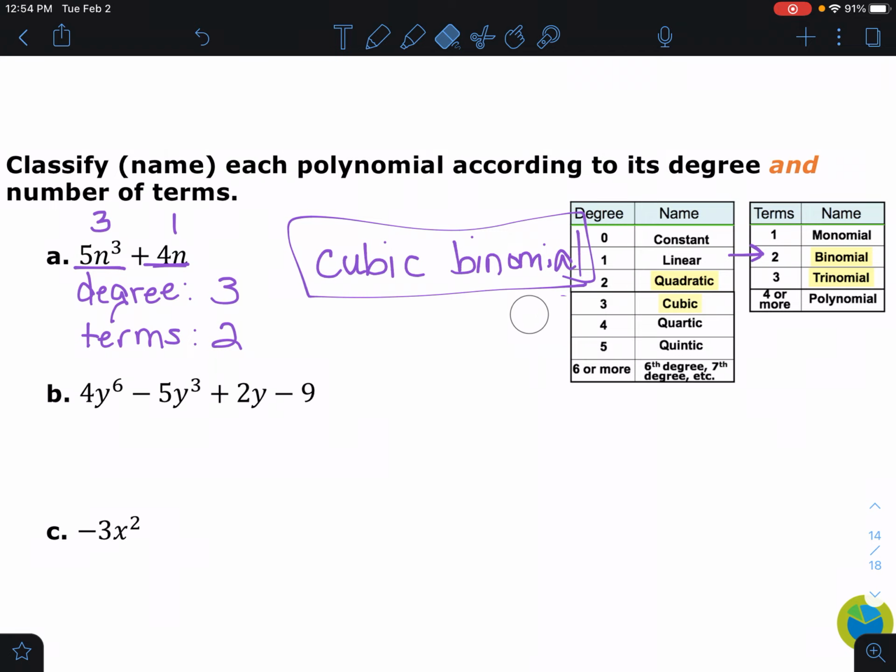So hopefully that makes some sense. You'll notice some here are highlighted. Those are just kind of common ones, quadratic, cubic, and then terms, binomial and trinomial. You'll just see those a lot, so that's why they're highlighted on that chart, but it can be any of those.